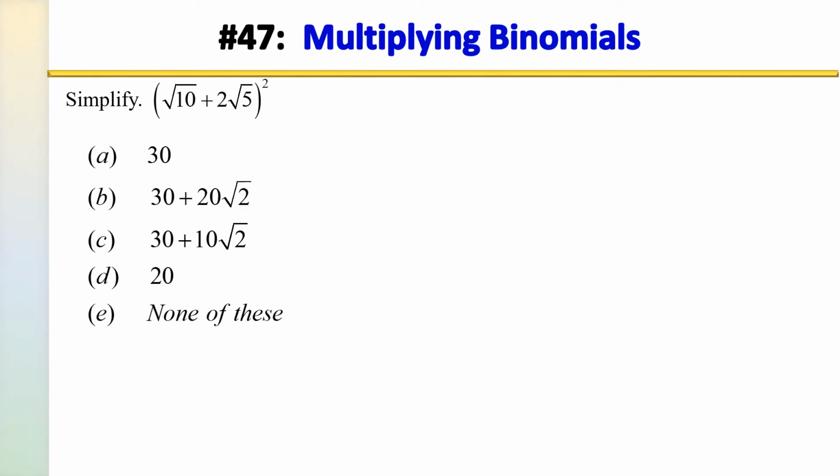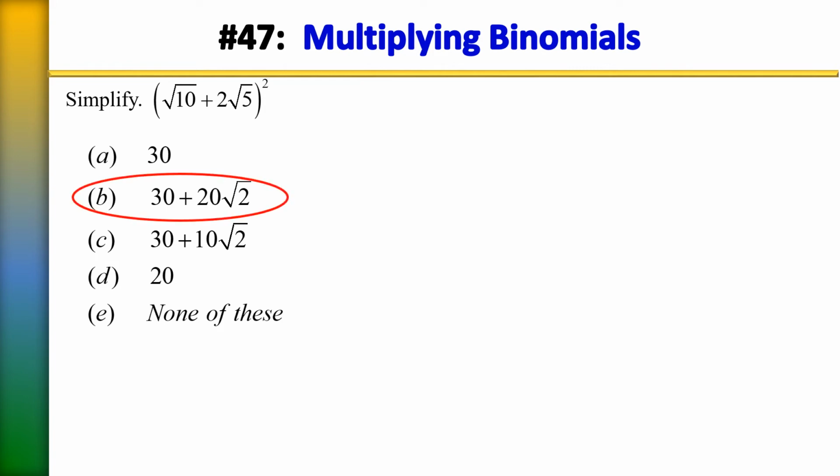Number 47, simplify. So what is the correct answer? Choice B. Notice here what we have is a binomial squared, which simply means that we have 2 of the same. So we can simply put them side by side and use what is called FOIL, first, outer, inner, last.